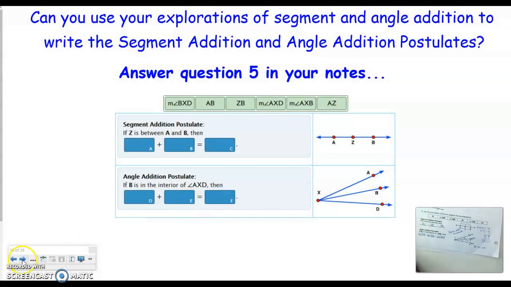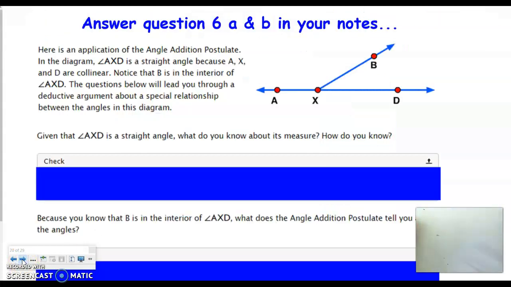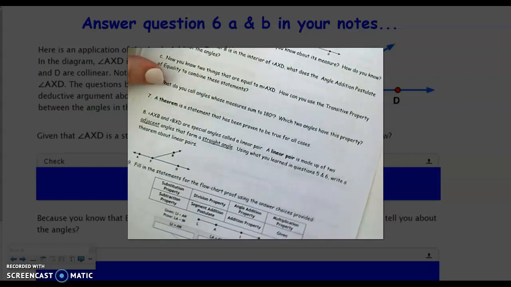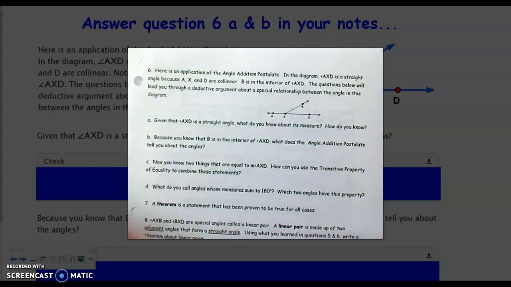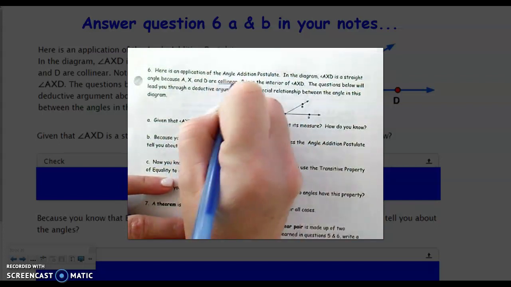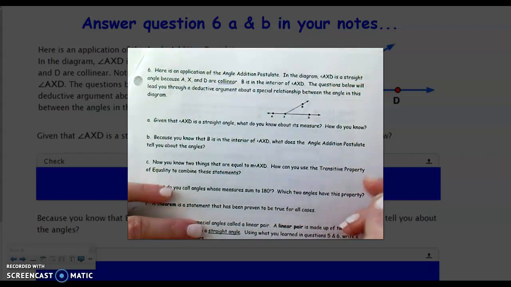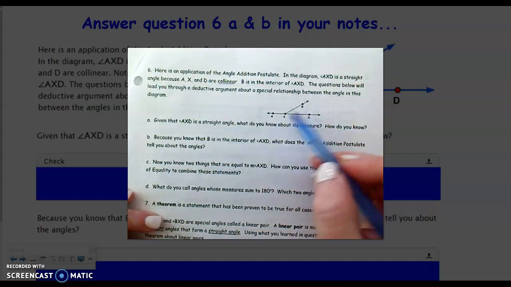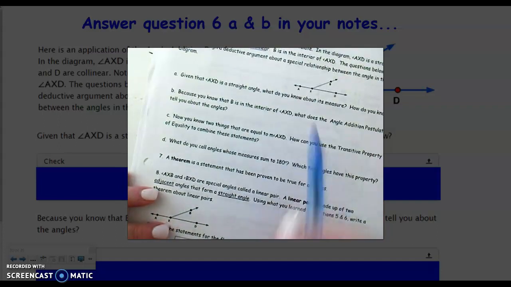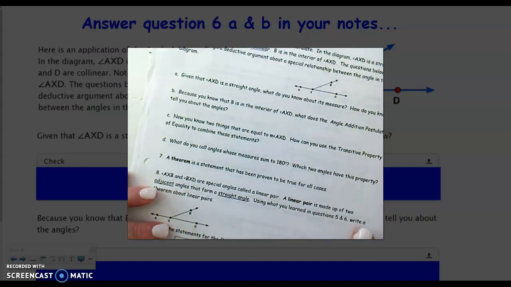All right, so moving along to the next part in your notes, we're going to be looking at an application of the angle addition postulate. So it says, here's an application of the angle addition postulate. In the diagram, angle AXD is a straight angle. And we know that because points A, X, and D are what we call collinear points, meaning they're on the same line. So they make a straight angle together. We also see in the picture that point B is on the interior of that angle. It's inside of it. And so we're going to look at answering these questions to see a special relationship between these angles in this diagram.